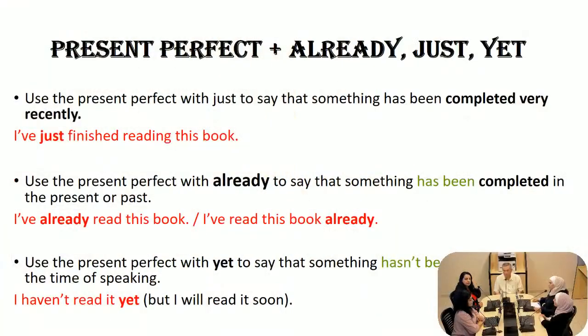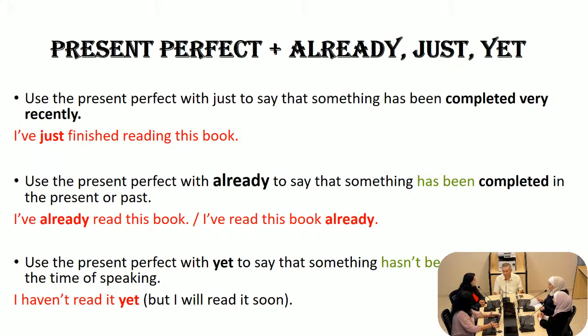Miss Najla, the following slide: present perfect with already, just, and yet. Now, dear students, we are going to learn how to differentiate between them. We use the present perfect with just to say that something has been completed very recently. Example: I have just finished reading this book. Number 2, use the present perfect with already to say that something has been completed in the present or past. Example: I've already read this book, or I've read this book already.